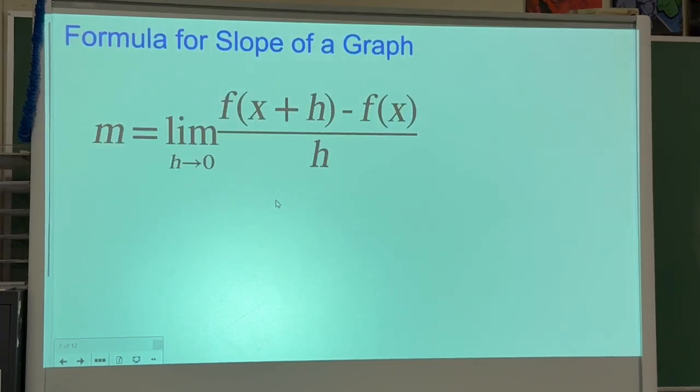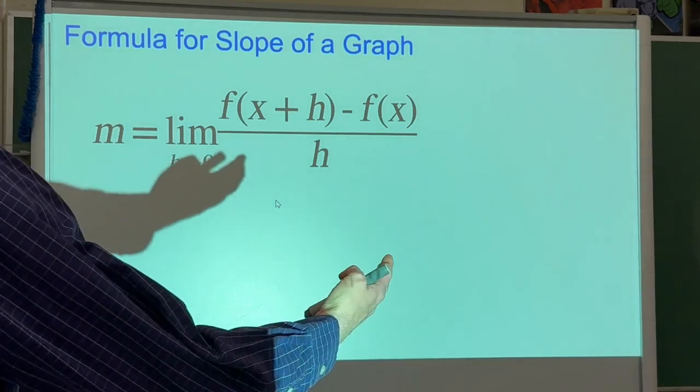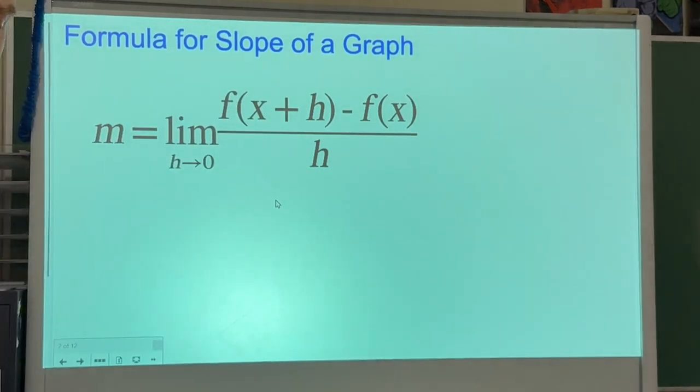We've talked about how the formula for the slope of a graph, we could use the limit as h approaches 0 of our difference quotient. And that's how we'll start off.